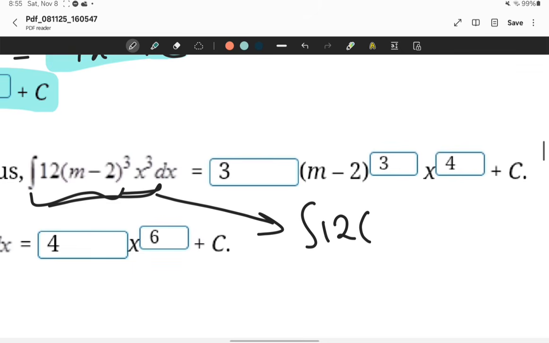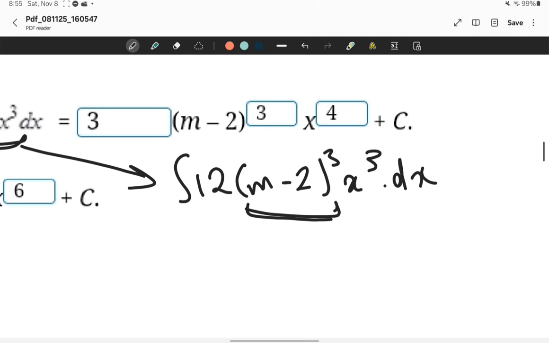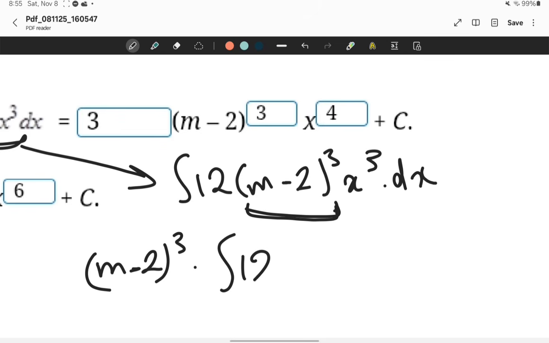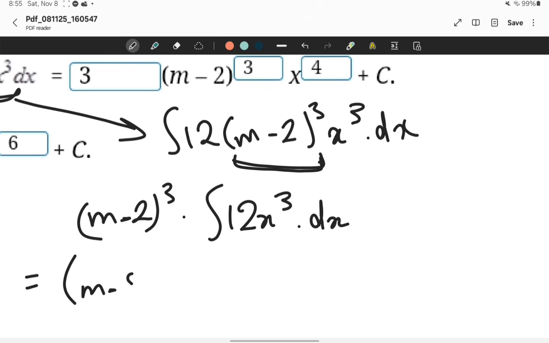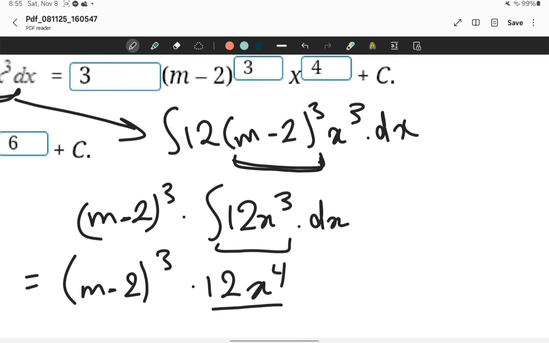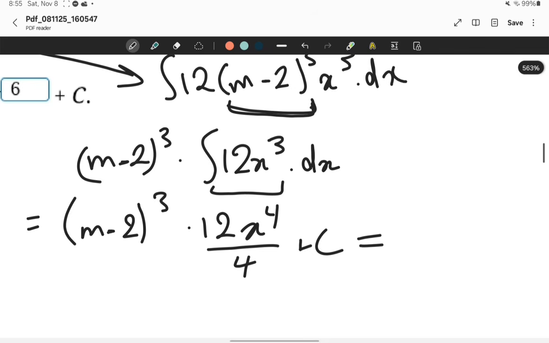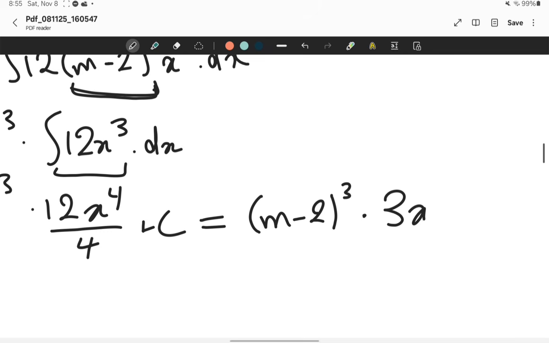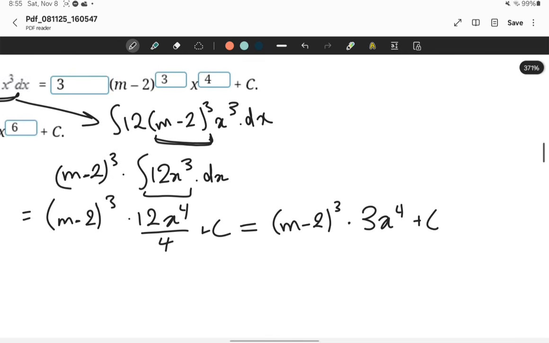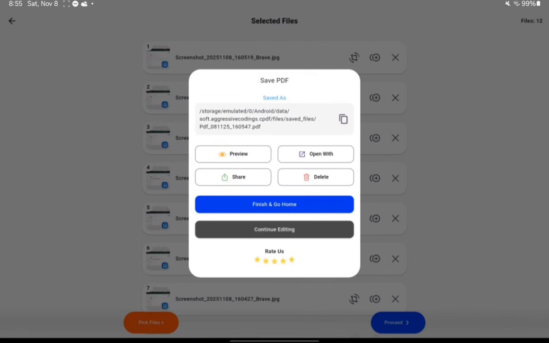It's the integration of 12 into m minus 2 cubed x cubed dx. I'll take out this part because it's more complex. So it's m minus 2 cubed times the integration of 12x cubed dx. So that means this simplifies into m minus 2 cubed, and then we can integrate this part normally. So it's 12x to the power of 4 divided by 4 plus c. So in the end you get m minus 2 cubed times 3x to the power of 4 plus c. Okay, now here, but what's this?